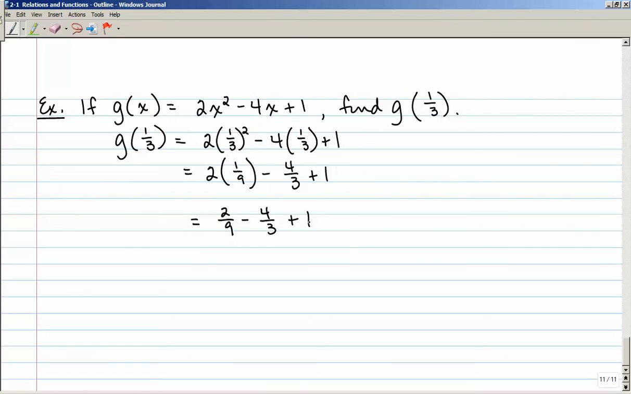Go ahead and use your calculator. Remember to put parentheses around the fractions, and that gives you a negative 1/9. So g of 1/3 is a negative 1/9.